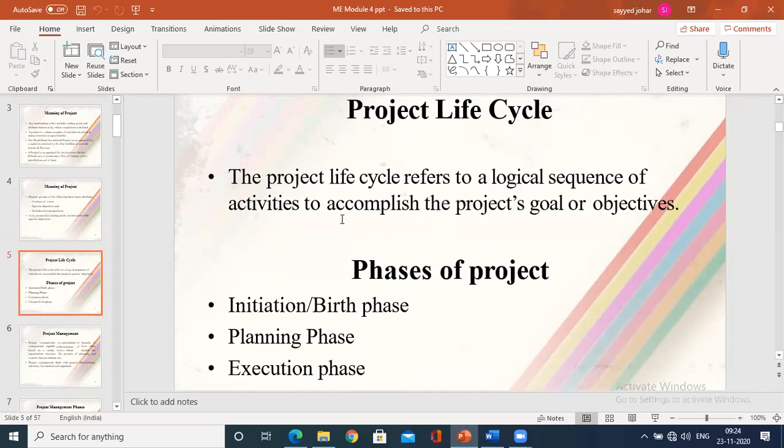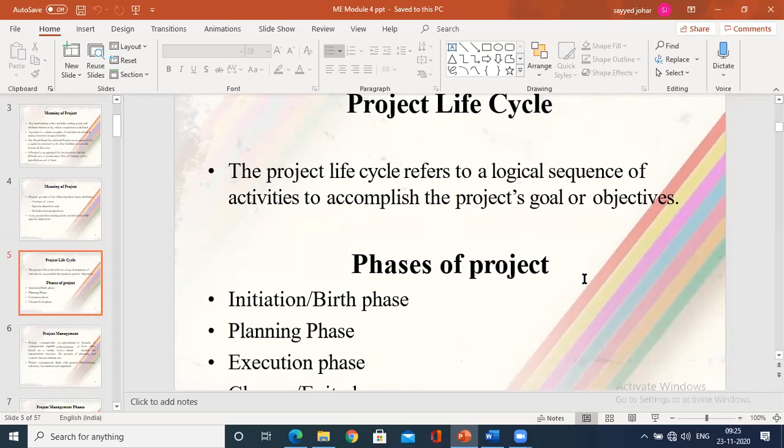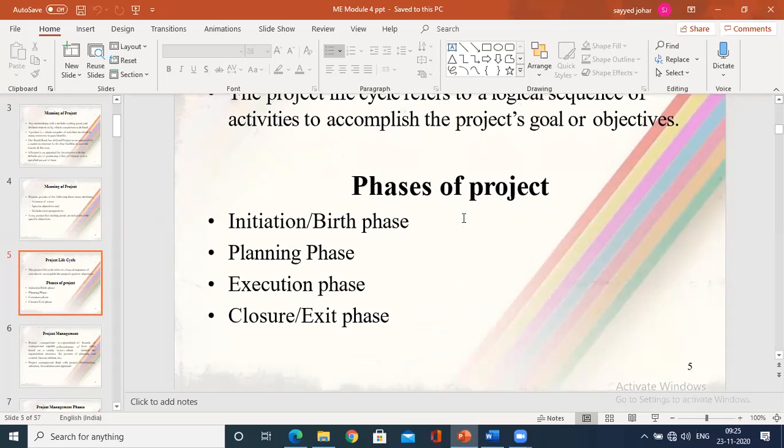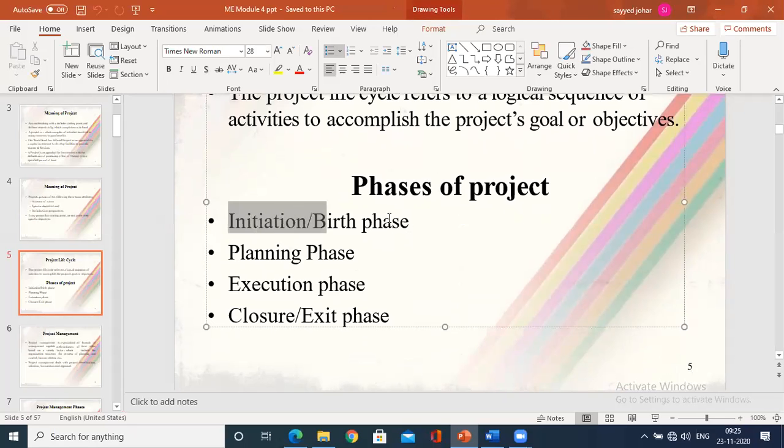Same as I said, the project life cycle refers to the sequence of activities, right? And we have different phases of the project, that is initiation or the birth phase. So what is this initiation or birth phase? The objectives are clearly defined, right? Here, the initiation or birth phase of a project describes the overall synopsis. What does the project do? What is the basic objective theoretically? And also, the problem description is elaborated here. What is the problem description, right?